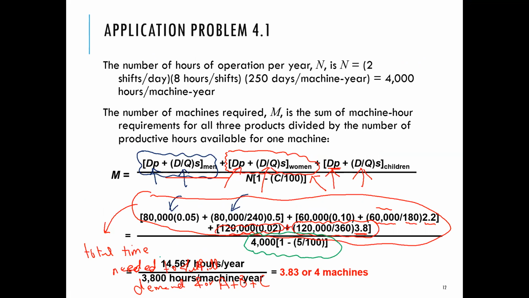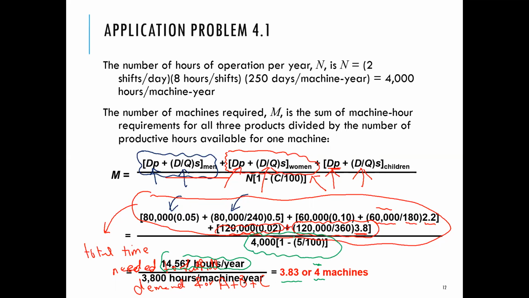But essentially what happens is that when you add the time up for product A plus B plus C, it comes out to be 14,567 hours. And divided by 3,800, the number comes out to be 3.83. And as we said, since you can't have 3.83 machines, you will end up buying 4 machines. Actually, you need 4 machines. Let me correct my statement. You will need 4 machines to fulfill the demand.